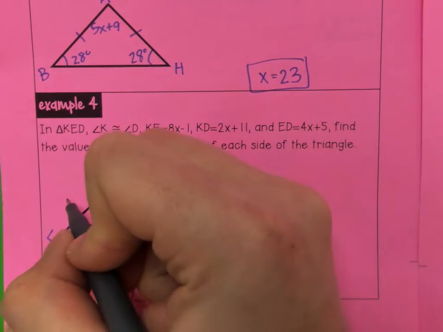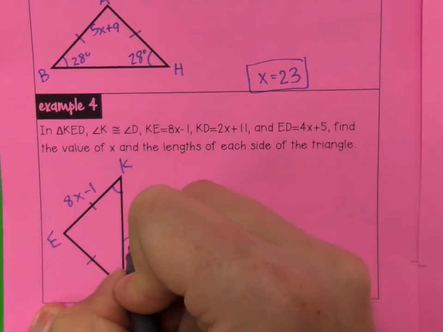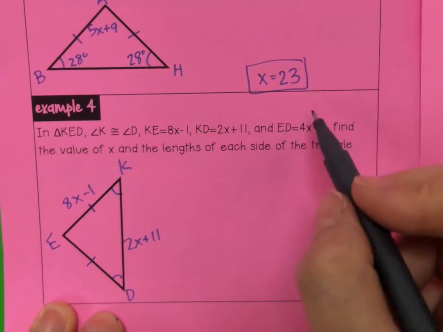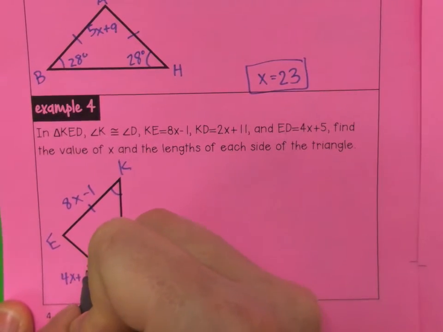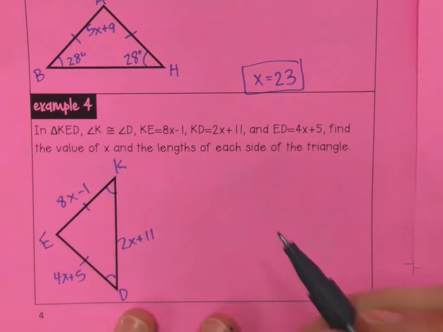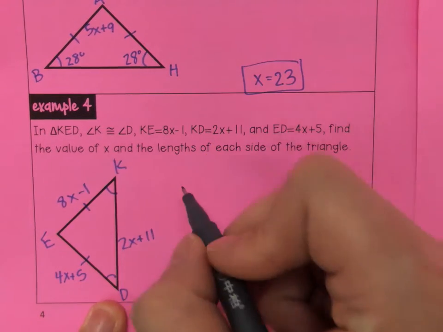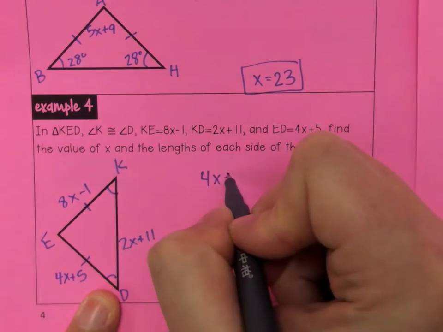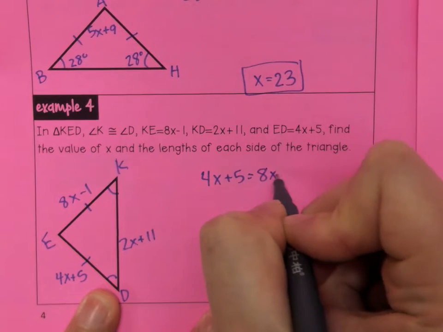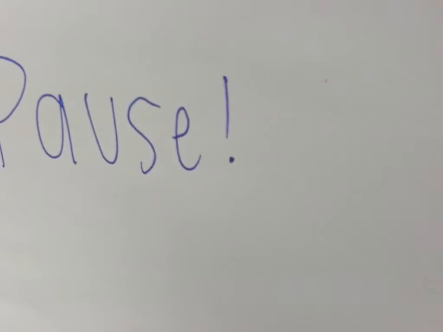We've got KE is 8x minus 1. KD is 2x plus 11. And then ED is 4x plus 5. So the two sides we care about are these two guys right here because they're our congruent sides. So we're going to say 4x plus 5 equals 8x minus 1. Pause your video. Solve it.